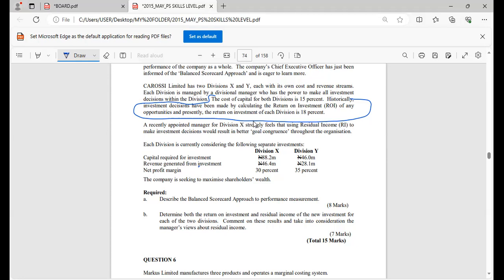Read here again. The cost of capital as both... No, division. Look at what I said. Each division is currently considering the following separate investments. Each of them is considering a separate investment. Now, based on the return on investment, that is the historical return on investment as given in the question, and what we are generating now, what can you comment about the two?